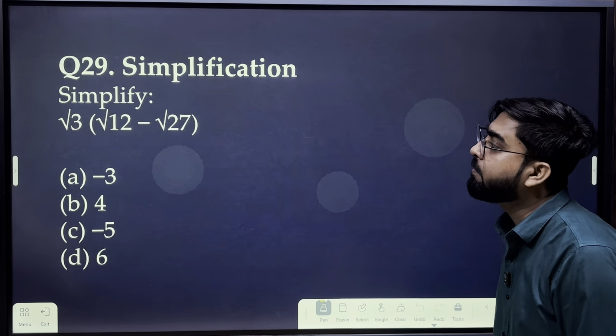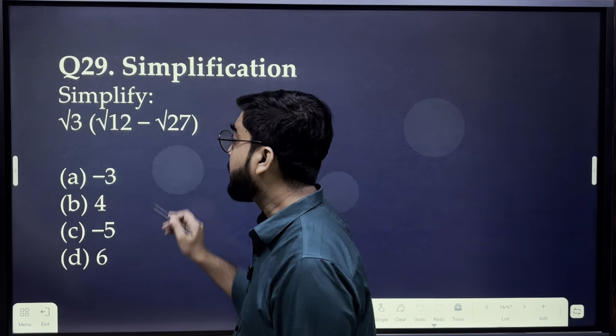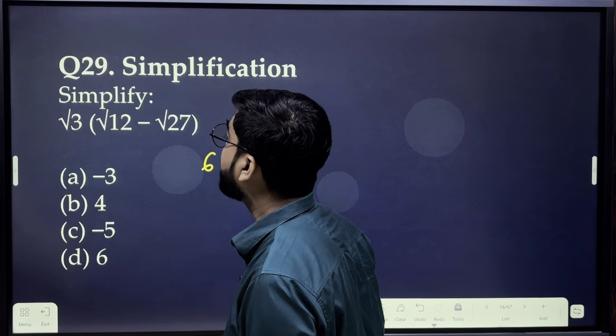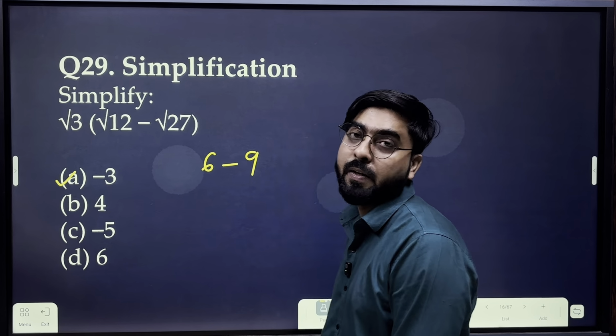Next question, simplification. Simple question. How are you going to solve this? 12 into 3, 36 means 6, minus 3 into 27. 81 means 9. 6 minus 9, minus 3. Answer.